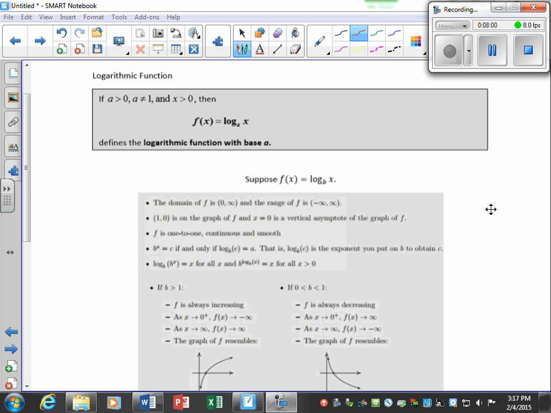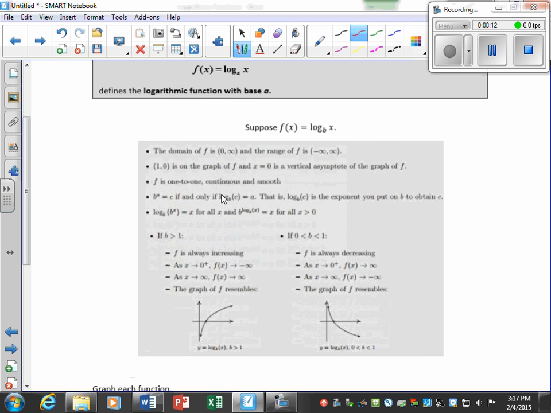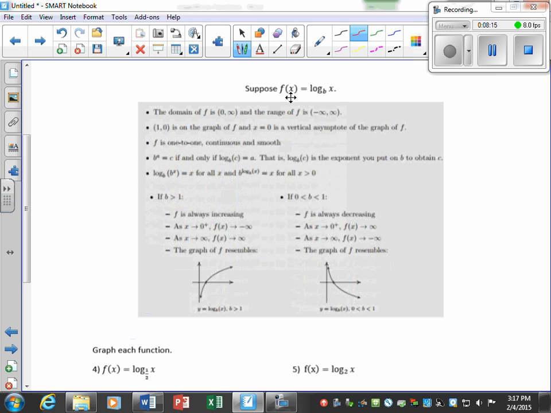Okay, so let's look a little more precisely at a logarithmic function and the graph of that. So if our function f of x is equal to log base a of x, that's going to be our definition. We come here and we say, suppose our function is log base b of x. The domain, which is your x values, is going to be from 0 to infinity. The range is your y values, and it's from negative infinity to positive infinity. Important is that (1, 0) is always on the graph, and there is a vertical asymptote at x equals 0. So those are two things that are going to be standard.